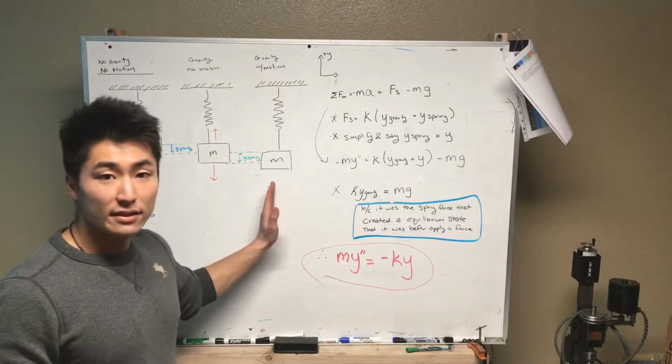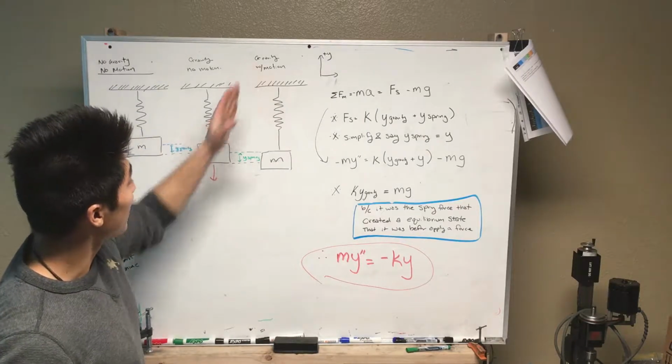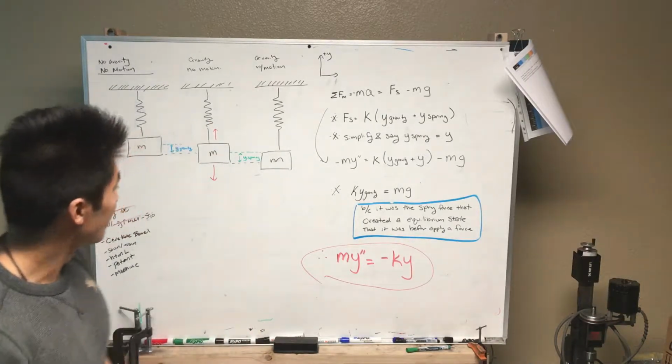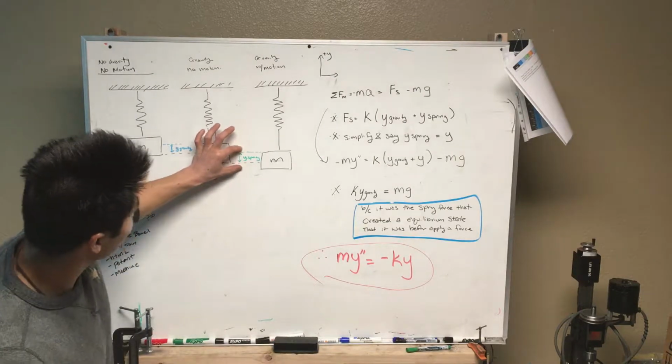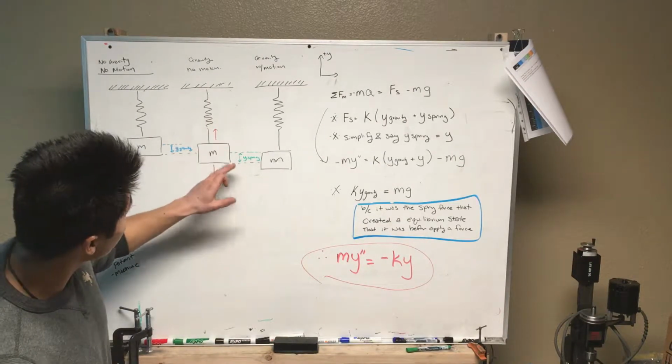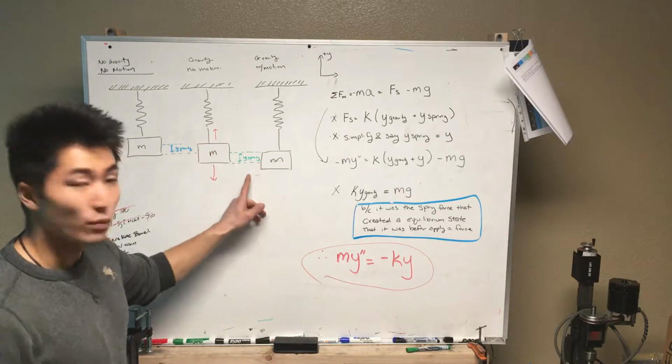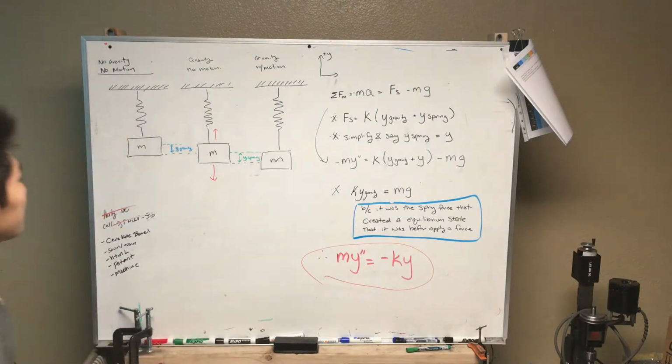Then in our case C, we're going to say we have gravity, and we're going to apply a little bit of force to it. We're going to pull it down, and that applied force is going to create a displacement called Y spring in this case.